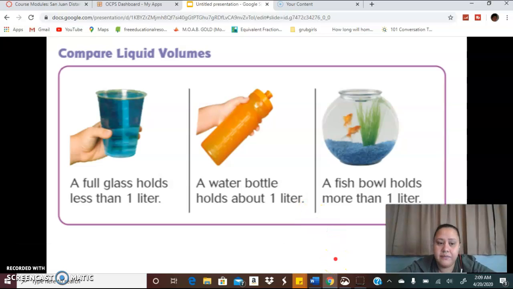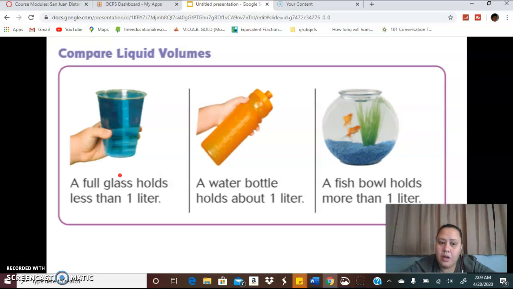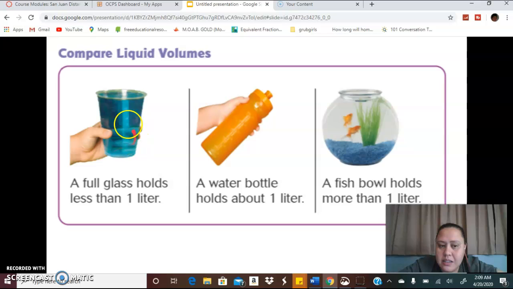Just so you guys can get some visuals today, a full glass, which is just like this, that's in your kitchen cupboard, is actually less than 1 liter. Okay, so that's why I said if you find individual drinks in your fridge, you'll probably see it in milliliters, because 1 full glass holds less than 1 liter. Now, this water bottle that some of you have taken to school, that holds about 1 liter. So it's larger than that glass.